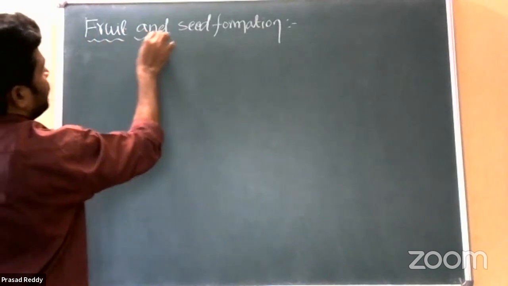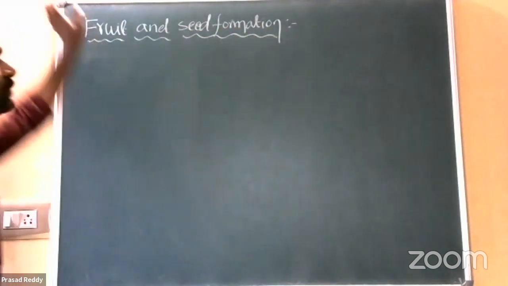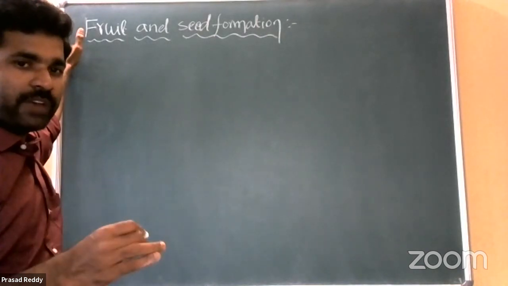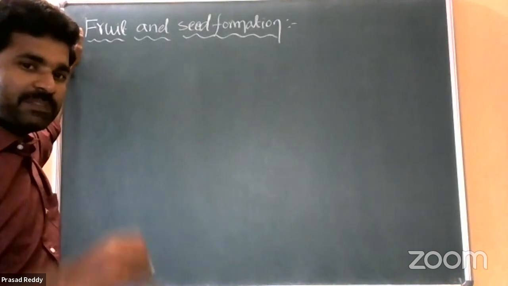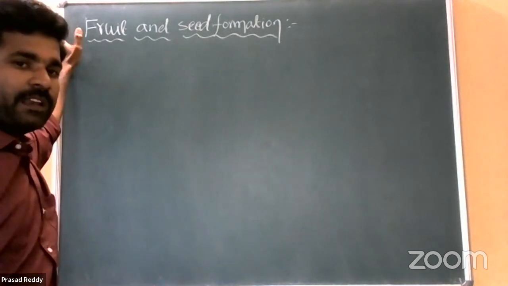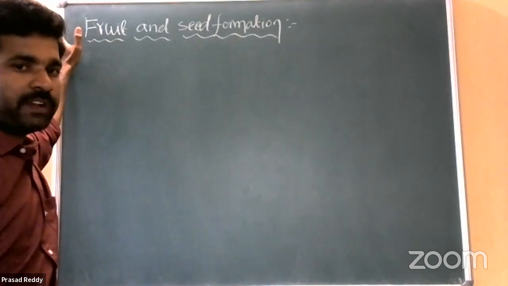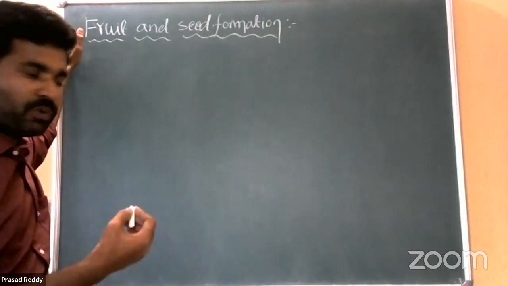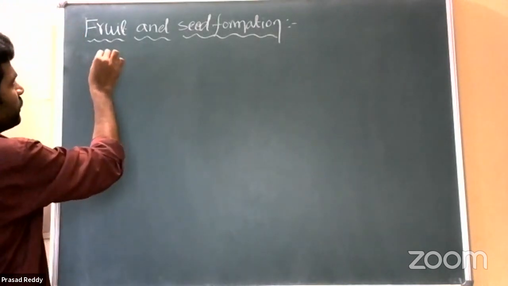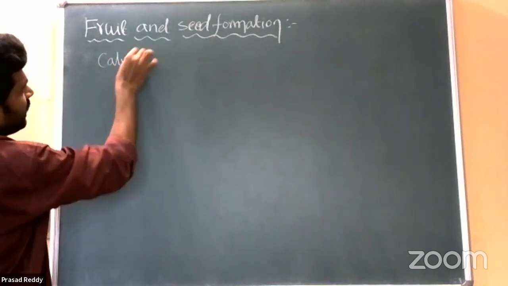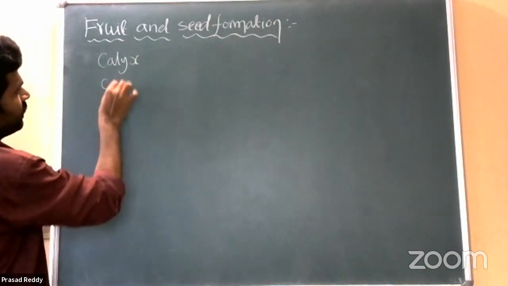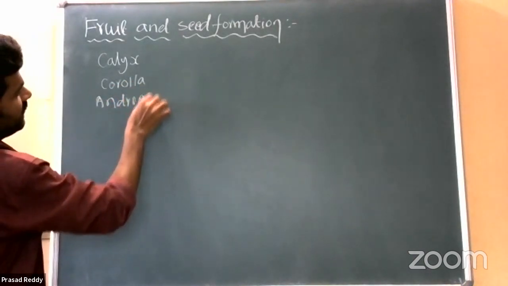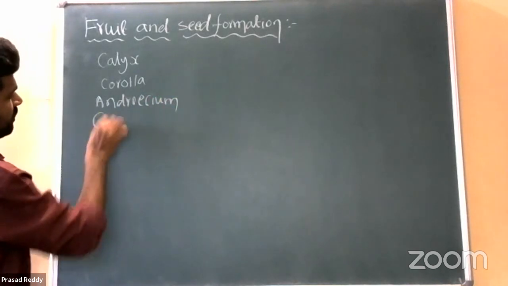After fertilization, what changes do we observe in the flowering plant? The calyx falls off, the corolla falls off, the androecium falls off, and the style and stigma also fall off or wither away. Then the ovary turns into fruit. The ovules develop into seeds. Now, what changes do we observe in the flower? The outermost whorl is the calyx, then the corolla, then the androecium, then the gynoecium.